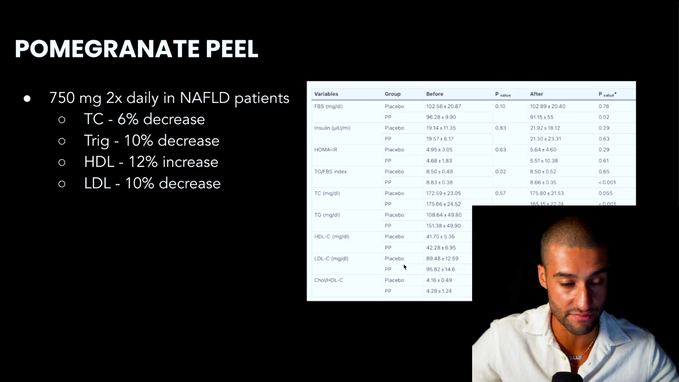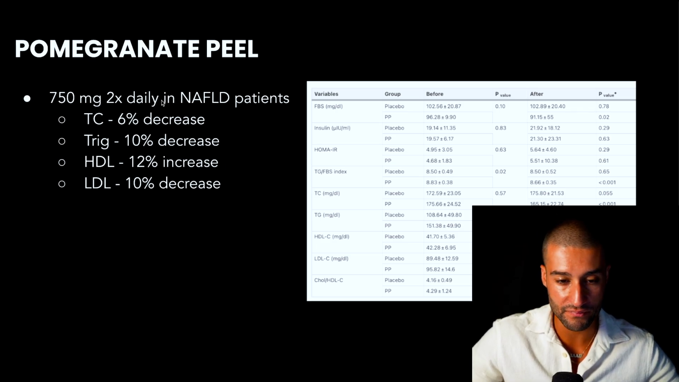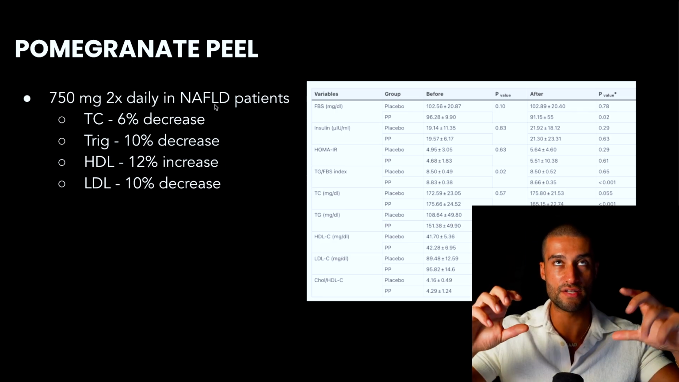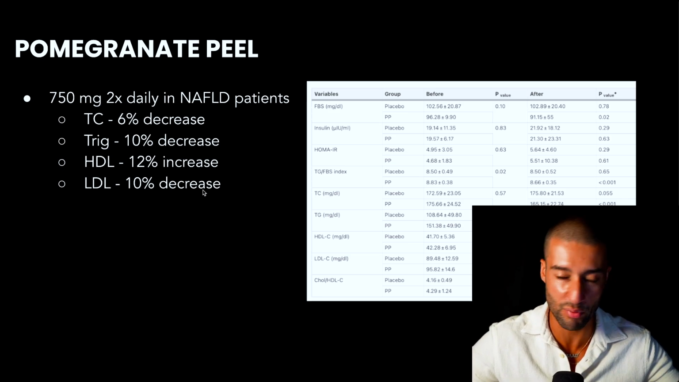So these are just some more studies from here. Pomegranate peel, 2 times daily. This is non-alcoholic fatty liver disease patients who also typically present with poor cholesterol.